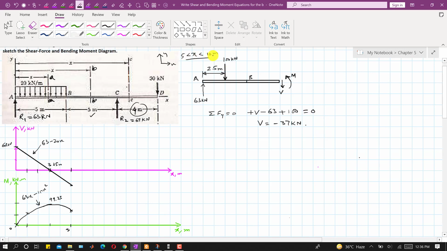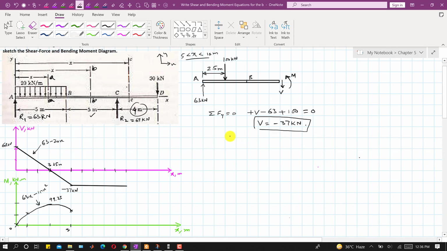So this means that from x greater than 5 meters until x equals to 10 meters, the shear force will remain constant, that is minus 37 kilonewton, right? So here we have that shear force value which is minus 37 kilonewton. Until x equals to 10 meters, it will remain constant. So this is 6, 7, 8, 9 and 10. So until here, this shear force diagram will be a horizontal line like this, right?